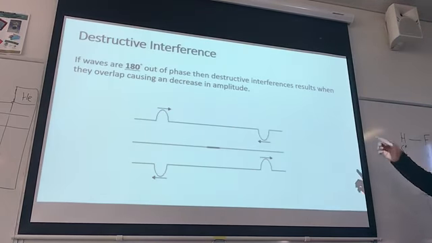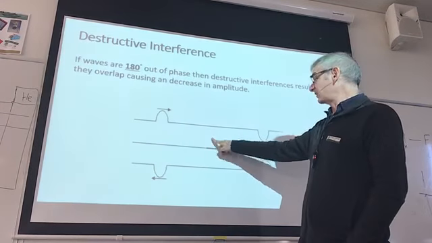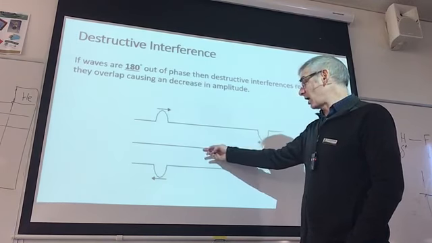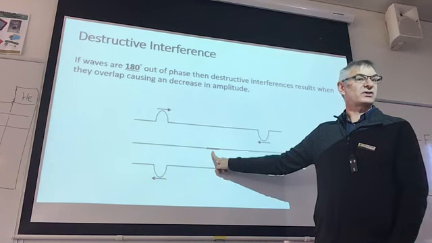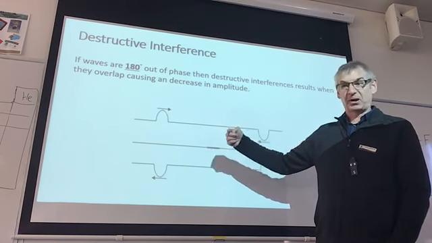In this case, we've got two waves that are 180 degrees out of phase. So when they meet in the middle, they cancel each other out. So we end up with a flat line. But the two waves are still there. Remember that a wave is the transfer of energy without the transfer of particles.